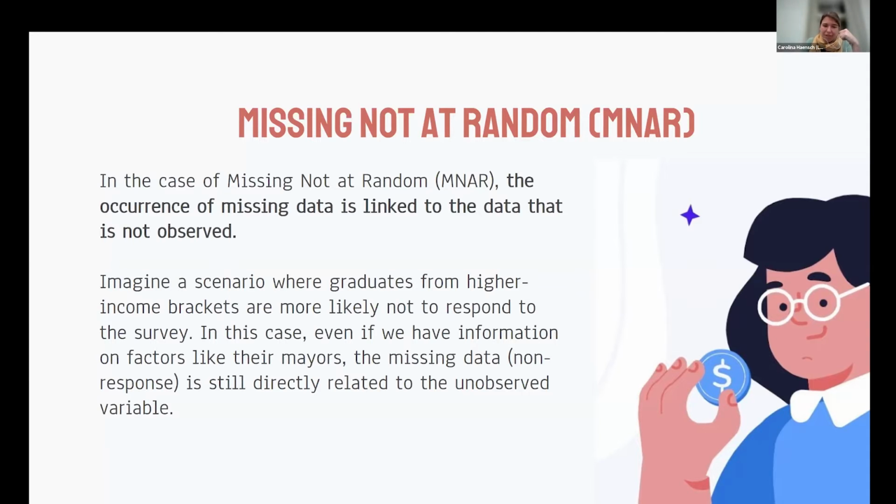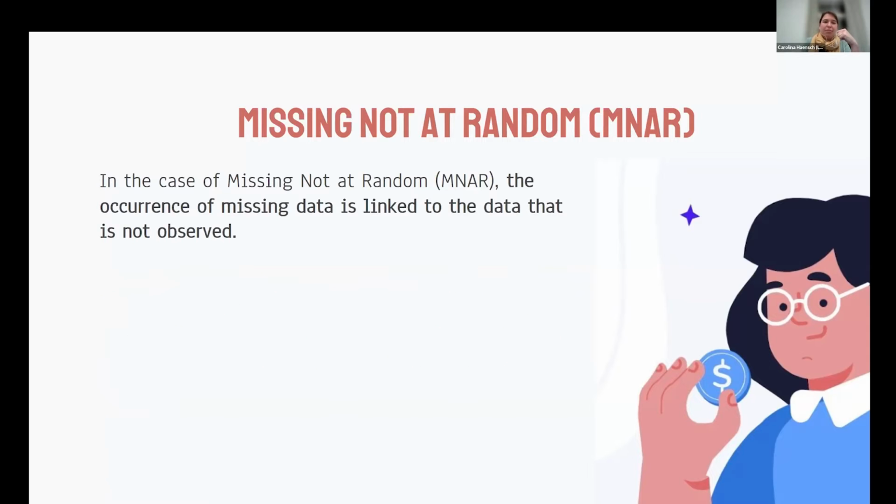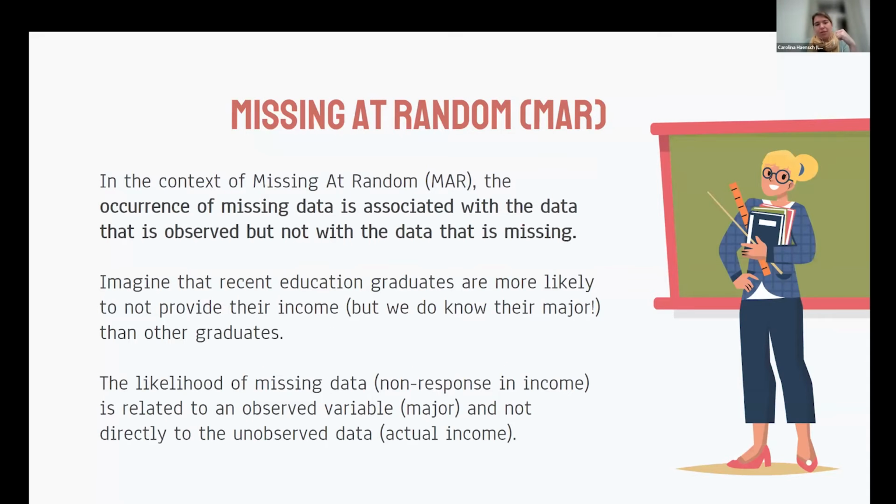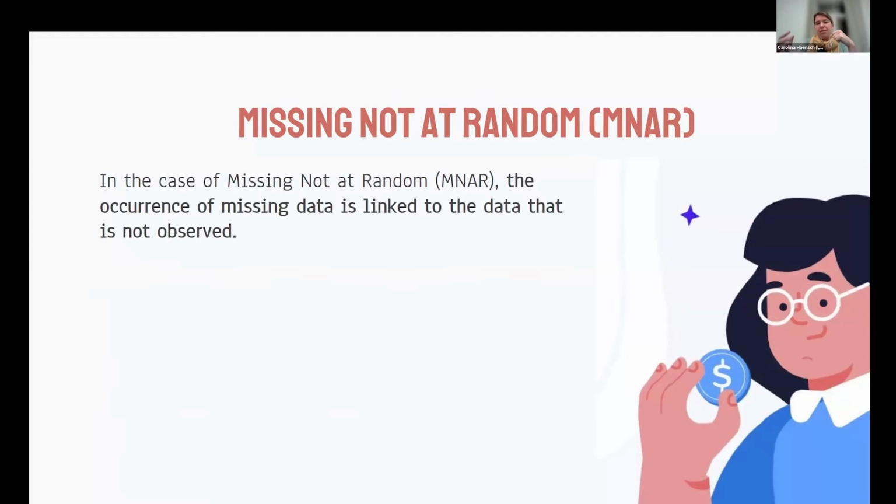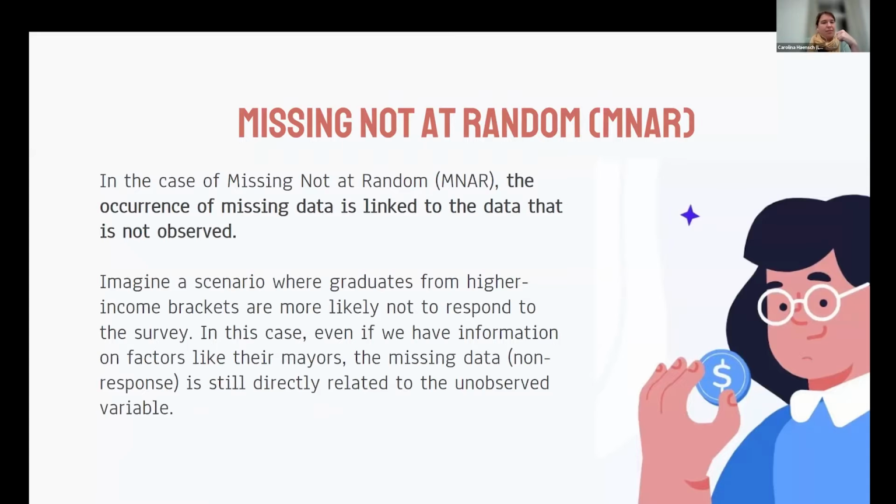And this is the most difficult case. Fortunately, we usually can assume that the missing at random assumption is reasonable. I will talk more about this in a second. But just keep in mind, it can happen that your missingness is depending directly on the missing value itself, and then everything gets a little complicated.